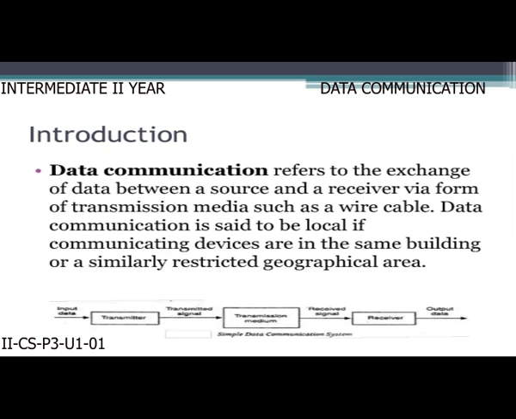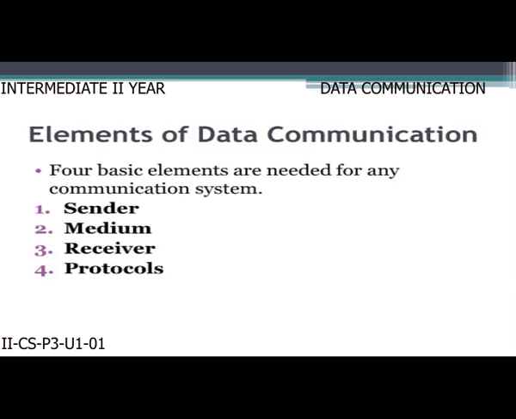Data communication is said to be local if communicating devices are in the same building or a similarly restricted geographical area. Data communication is much like regular communication among people, which consists of the following parts or elements. The four elements needed for a communication system are sender, medium, receiver, and protocols.